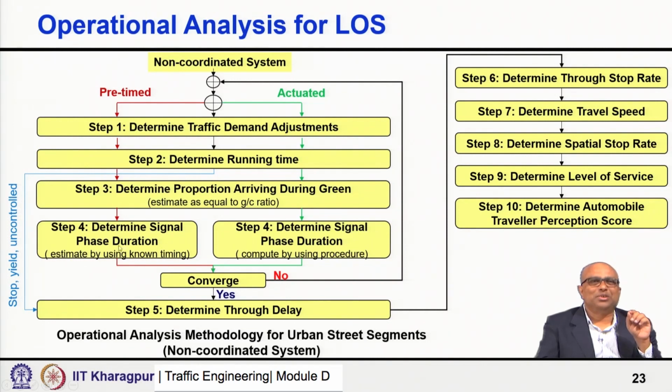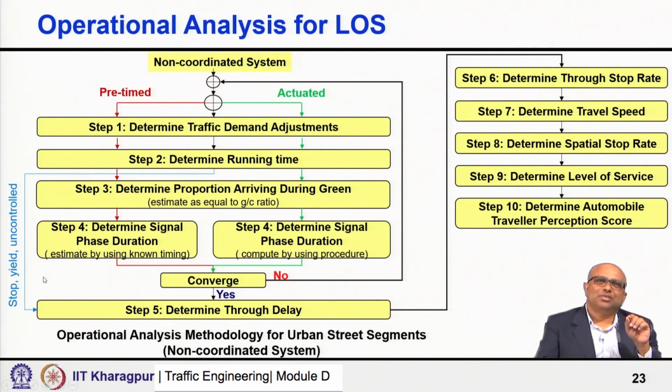And then step 4 includes determining the signal phase duration, here also the same. Then we check whether the convergence has happened. If no, then we go back, do the necessary adjustment in the traffic demand again, and keep on repeating this procedure until the whole thing is stabilized. And once convergence has happened, then we calculate the through delay.